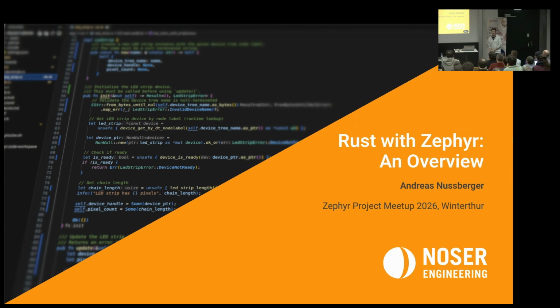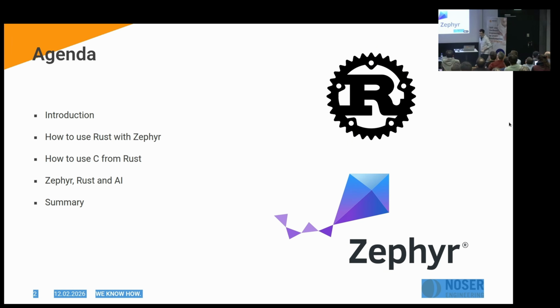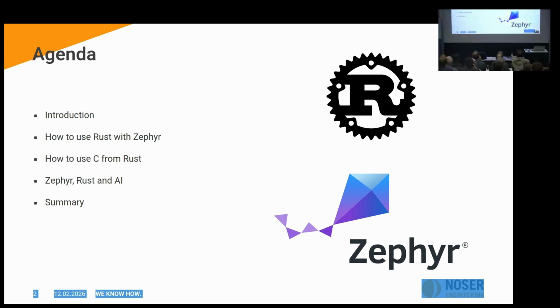In the next 15 to 20 minutes, we will have a look at Rust and using it with Zephyr. First we will have a very brief introduction, then we will focus on how we can use Rust with Zephyr in the first part. In the second part, we will focus on how to use C from Rust, because that's kind of a typical setup you will have when you try to introduce Rust into your ecosystem.